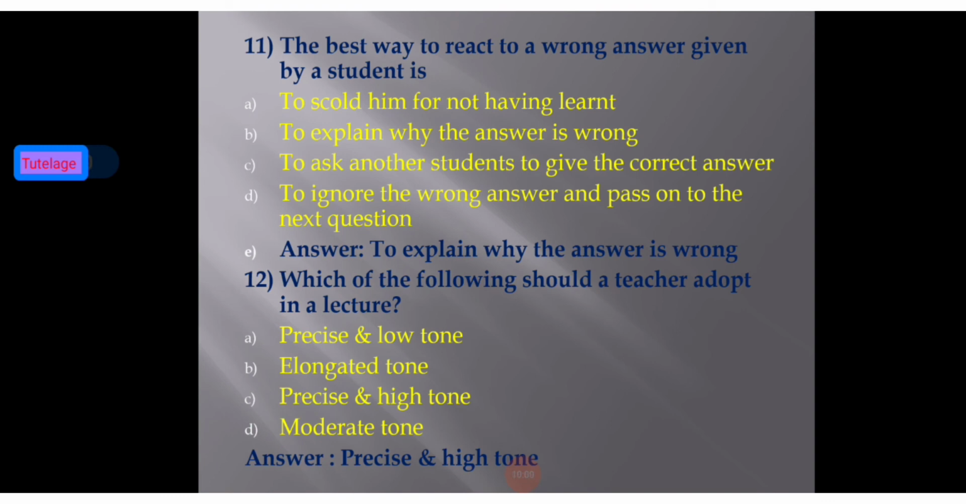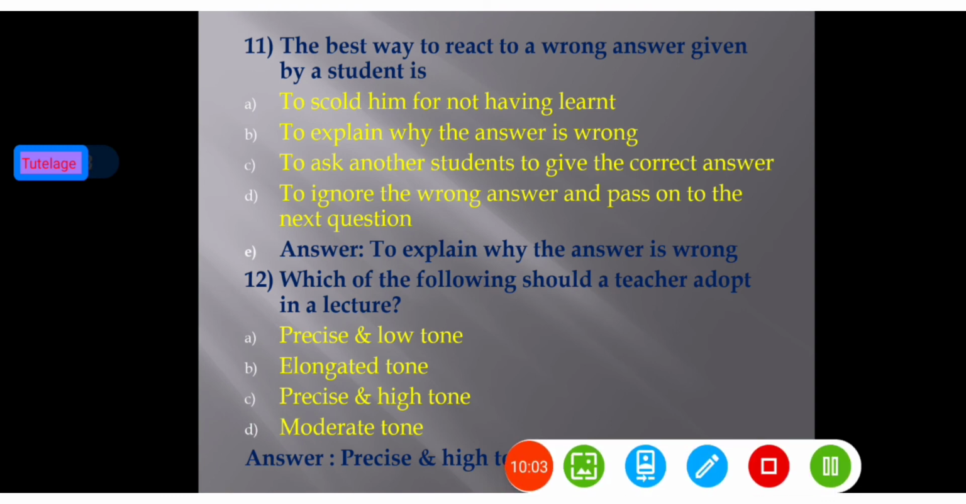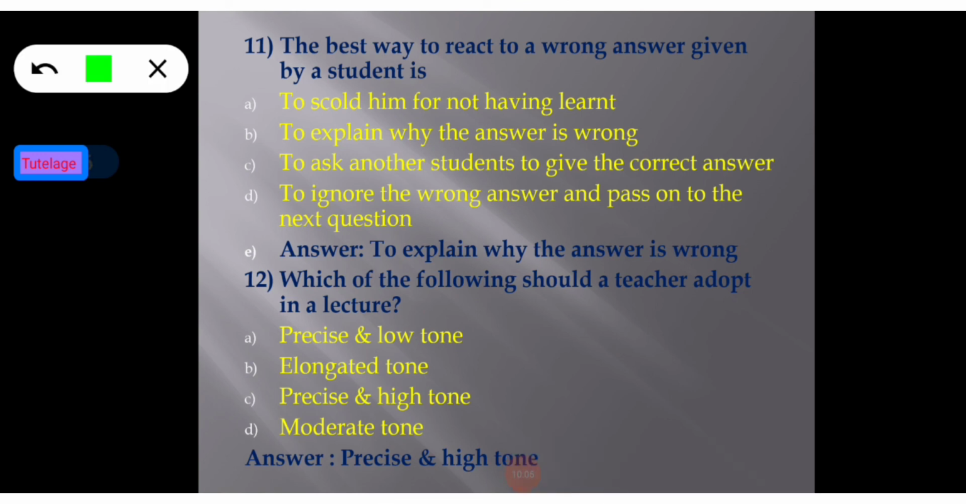So here we can see, the best way to react to a wrong answer given by a student is, first, to scold him for not having learned. Second option is to explain why the answer is wrong. Third one is to ask another student to give the correct answer. Fourth one is to ignore the wrong answer and pass on to the next question. Obviously, the best way for a teacher to react to a wrong answer given by a student is to explain why the answer is wrong. Okay, so option B is the correct answer.